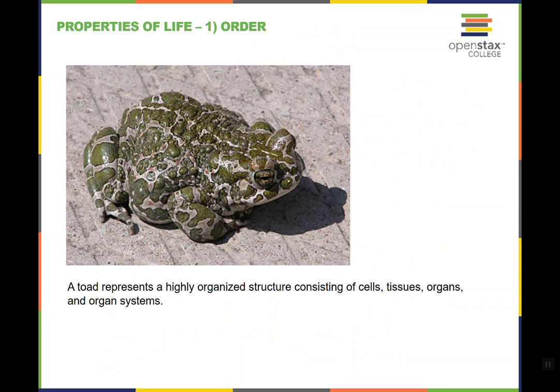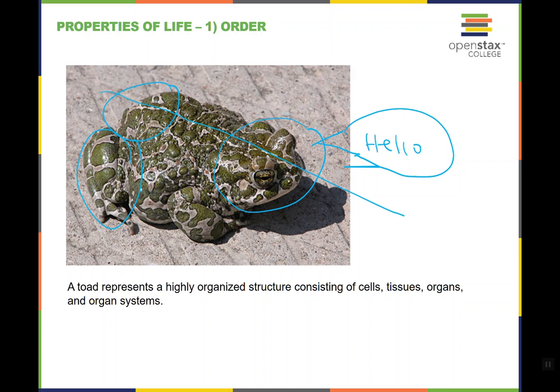So here we have a toad. So there's our toad. This is a very pretty toad. It's got nice patterns. As you can see, along this axis, the toad is symmetrical. So the left side of the toad looks about like what the right side does, give or take injuries or deformities. But most toads are symmetrical. It also has a head, which is a functional area that is different from that of its butt or its leg. So a highly organized structure is inherent in this organism.